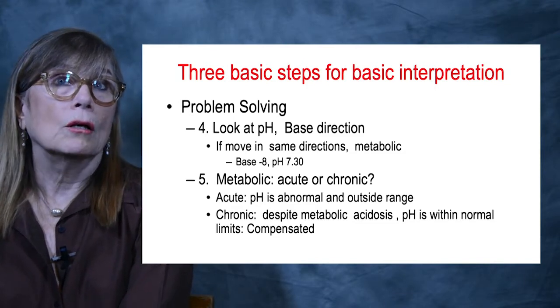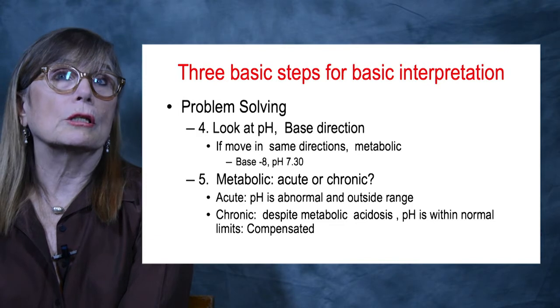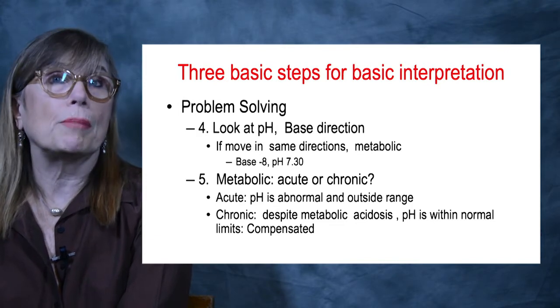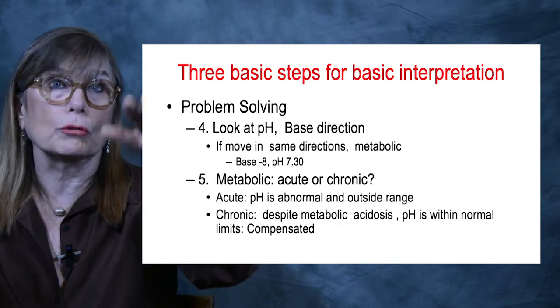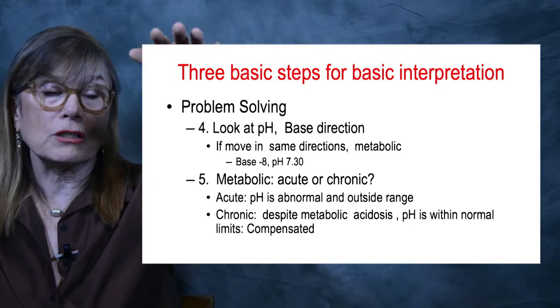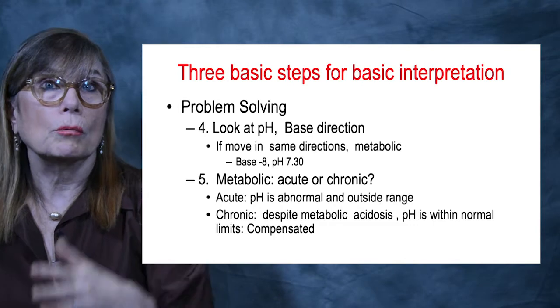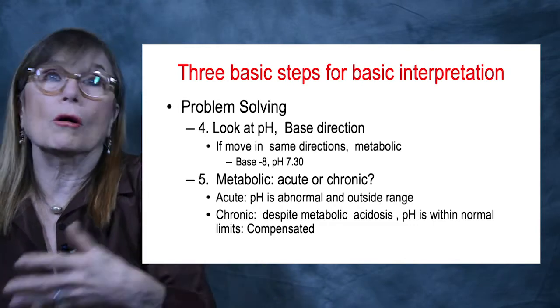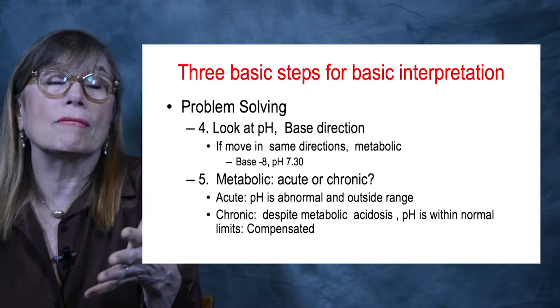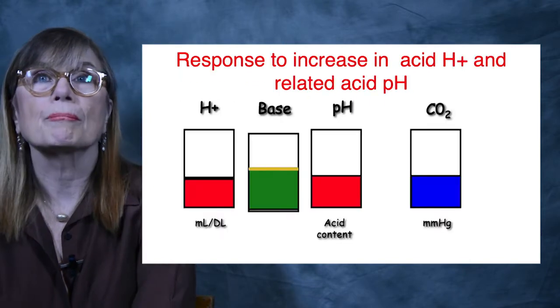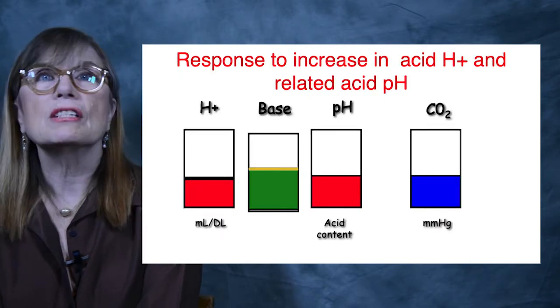So again, we look at the pH, we look at the PaCO2, and we look at the base or bicarb. And base and bicarb will travel in the same direction. If base and bicarb are down, metabolic acid is up. So either you look at base or you look at bicarb, or you look at both, but they will travel in the same direction. All right, so I find this to be very helpful.